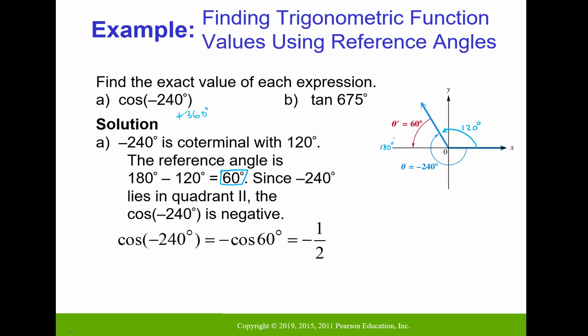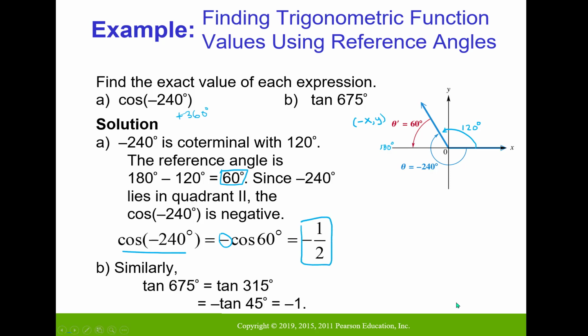Then we can use all of our trig function values from 60 degrees, keeping in mind that in quadrant 2, which is where this angle lands, x values are negative and y values are positive. We are looking at cosine, so cosine would be negative since it's involving x. So cosine of negative 240 is actually the negative value of cosine of 60 degrees. Instead of just 1/2, it would be negative 1/2.